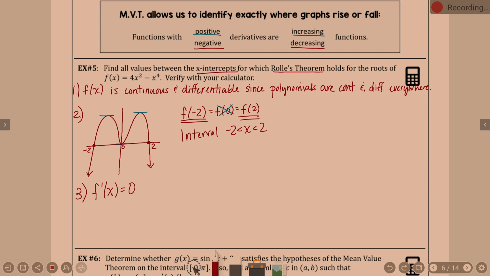What is our derivative? 8x minus 4x cubed. Are you guys with me? 4x cubed, sorry. Okay. I wrote that really weird. I'm struggling today. Okay. Let's talk solving. You can factor out 8x. You can factor out 4x. I see a GCF of 4x.